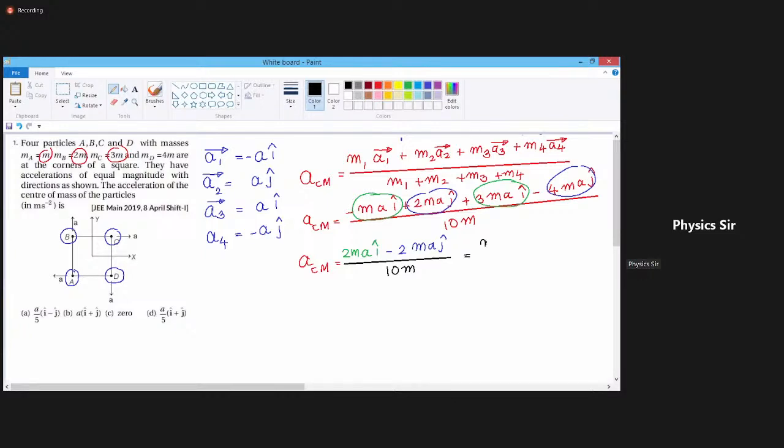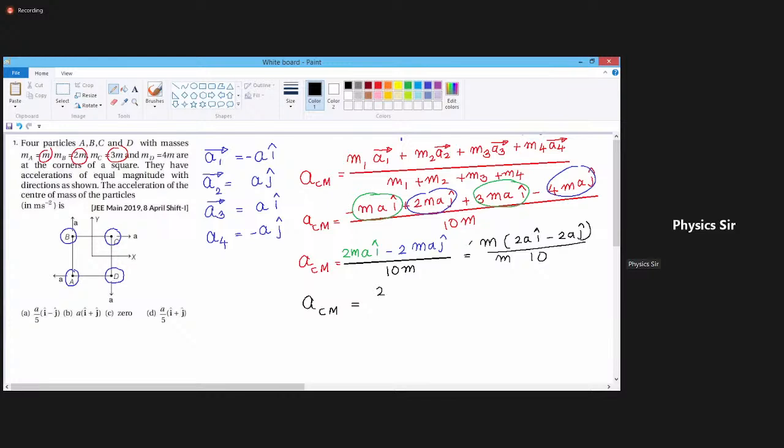So this M I can take common. This will be 2A i cap minus 2A j cap divided by M, and this is 10. Therefore, the acceleration of the center of mass will be 2.